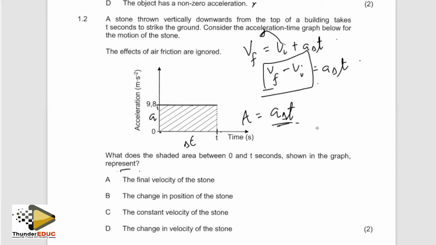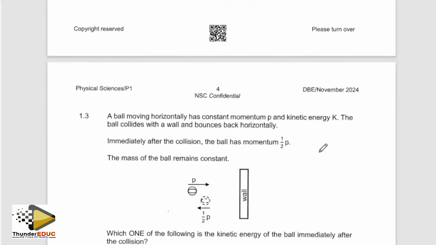Let's look at the options. Does the shaded area represent the final velocity? No. The change in the position? Nope. The constant velocity of the stone? No. It is the change in velocity, which is option D. All right, then 1.3.